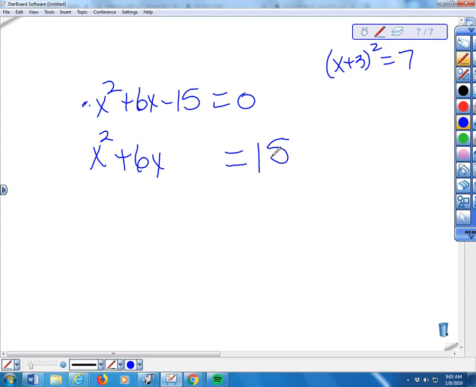Now what I want to do is figure out how to make a perfect square binomial so that if I expand it, I have x squared plus 6x plus something. The way to figure out what that plus something is to take your middle term, divide it by 2, and square whatever that is. 6 divided by 2, 3 squared, 9.